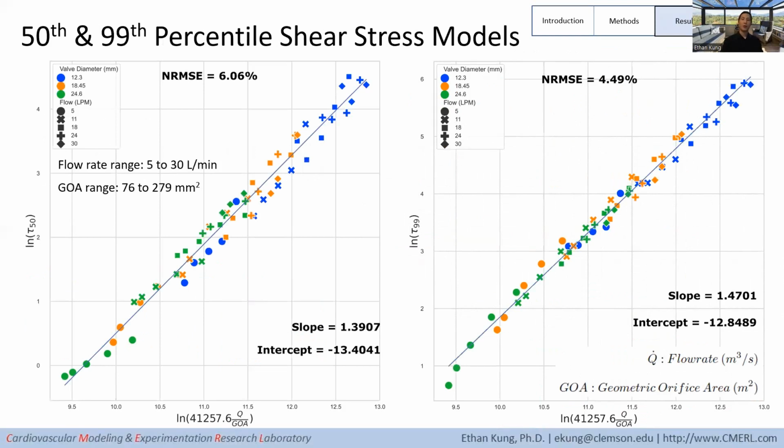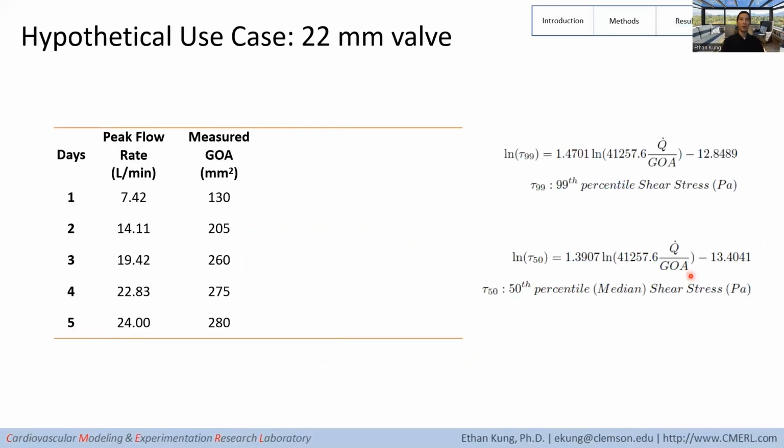Okay, another thing that we did was that we were able to construct regression models to summarize the shear stress. We were able to find a pretty good log-log relationship between shear stress and a function of Q, the flow rate, and the GOA. These regression relationships hold true pretty well for different valve sizes, represented here by different colors. We did this for the 50th percentile shear stress and the 99th percentile shear stress, and this data could potentially be useful. Here's a quick example showing how someone might use this information.